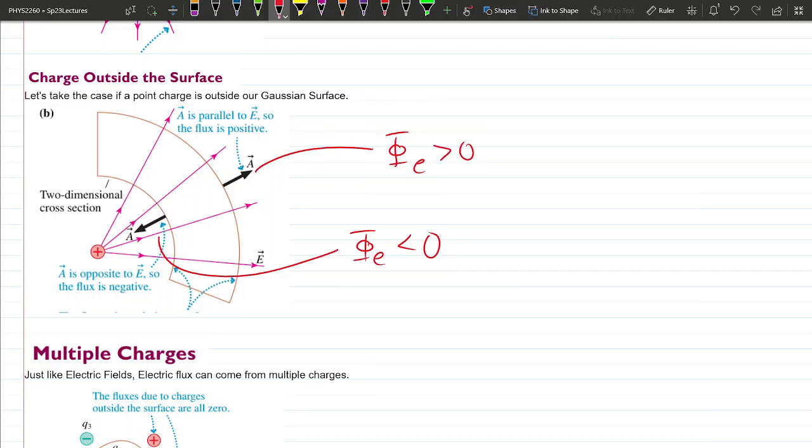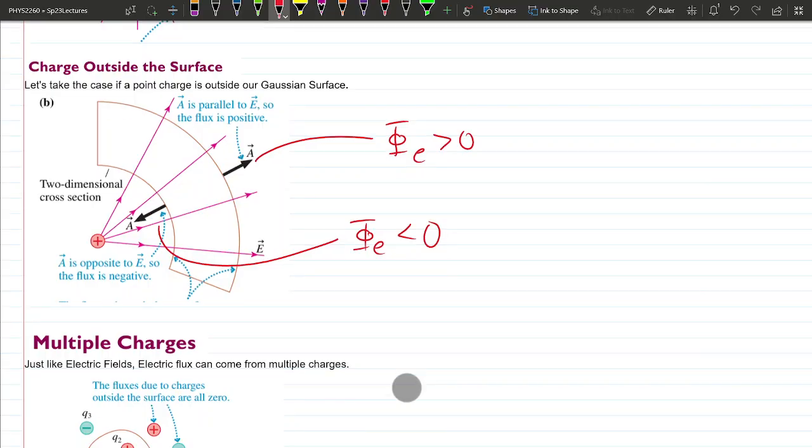If you add up all the different fluxes, guess how they're going to be related to each other? If you add up all the negative flux and all the positive flux together, they're going to add up to 0 because there are no charges inside the surface. If there are no charges inside the surface, Gauss's law tells us that the electric flux is 0. That's another neat thing about it.